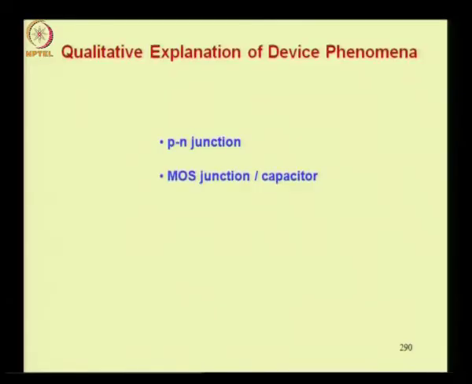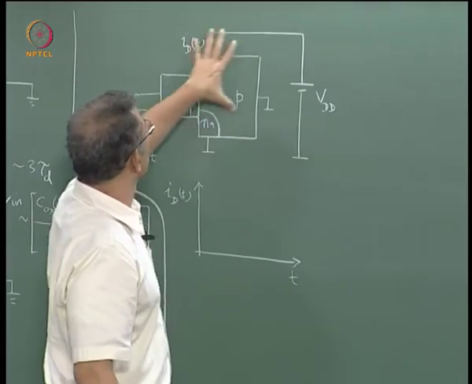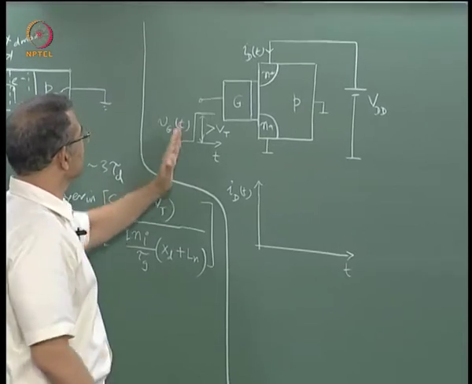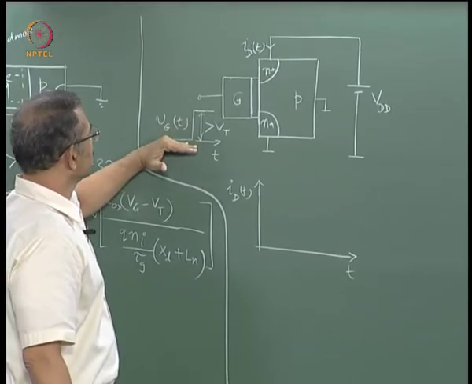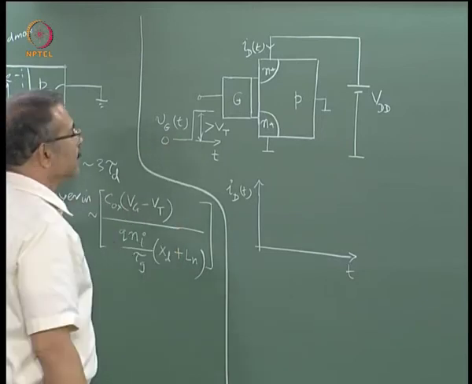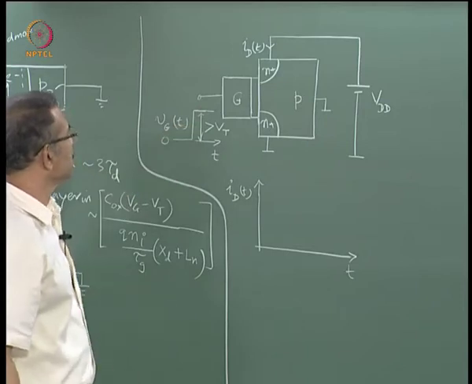Let us take one more example, the example of a MOSFET. Here we want to bring out the utility of transit time. Suppose I have a MOSFET like this, I have applied a drain voltage and I have applied a gate voltage which is suddenly switched from below threshold to above threshold. So from 0 it is switched to a voltage more than the threshold voltage.